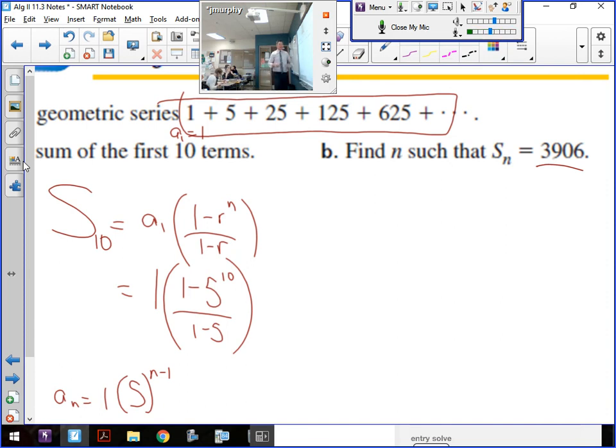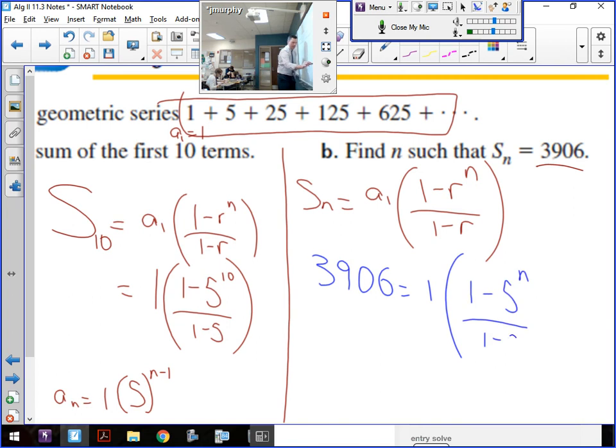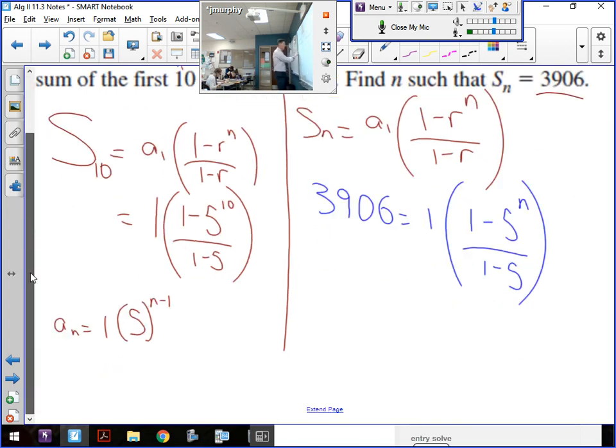Well, what we do is this. We know the rule, the generic part: S sub n is the first term, 1 minus the rate to the n, over 1 minus the rate. We're trying to solve for n. Substitute in everything else. We know that it has to equal 3906. We know our first term in this case is 1. We know our rate is 5. And now I start trying to simplify stuff.